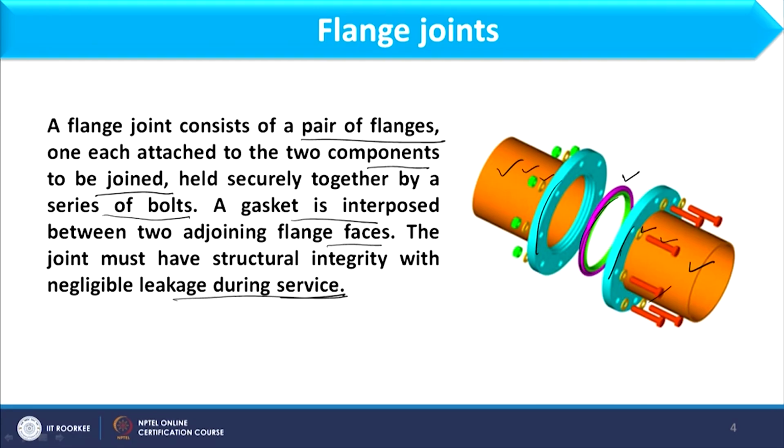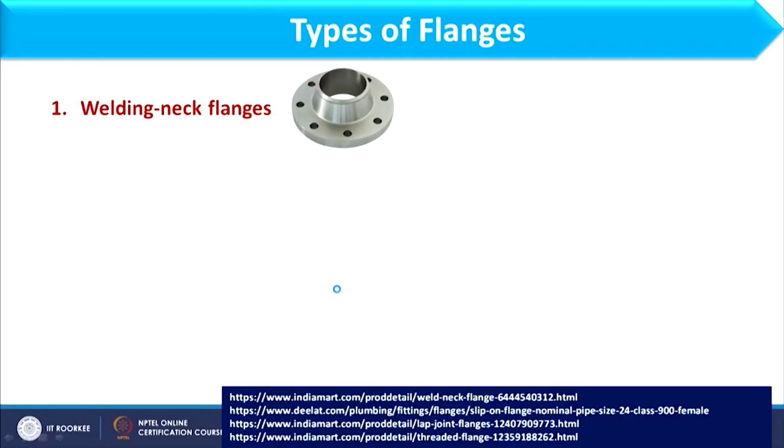So, all these parts are connected so that the chances of leakage will be minimized, and that is the beauty of the flange, that it provides such a tight joint, but at the same time it is easily replaceable, easily removable for maintenance and repair purposes. Okay. Now we will discuss different types of flanges.